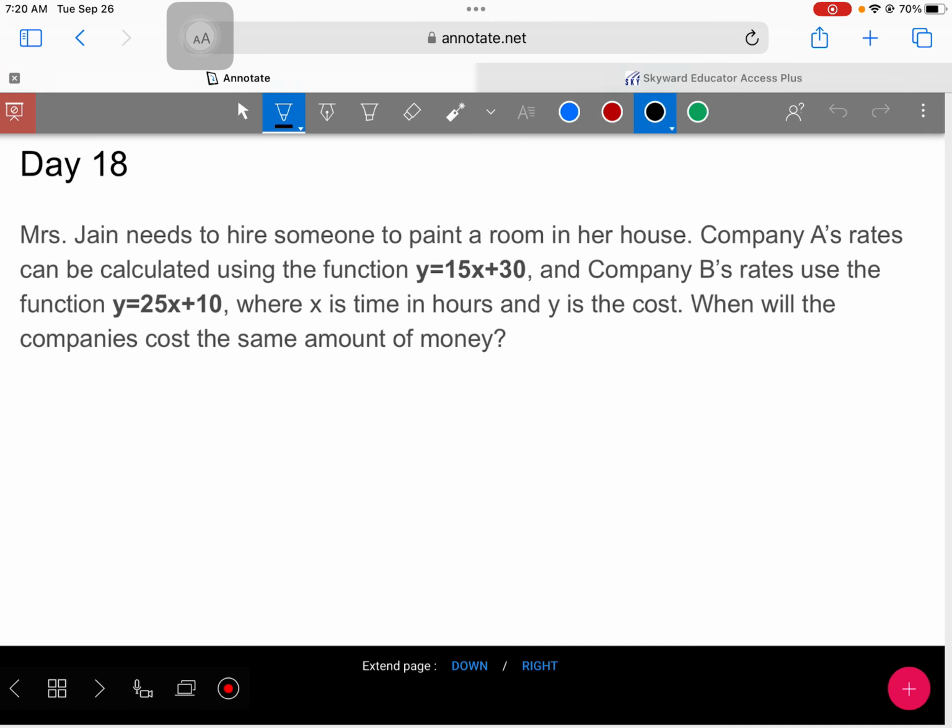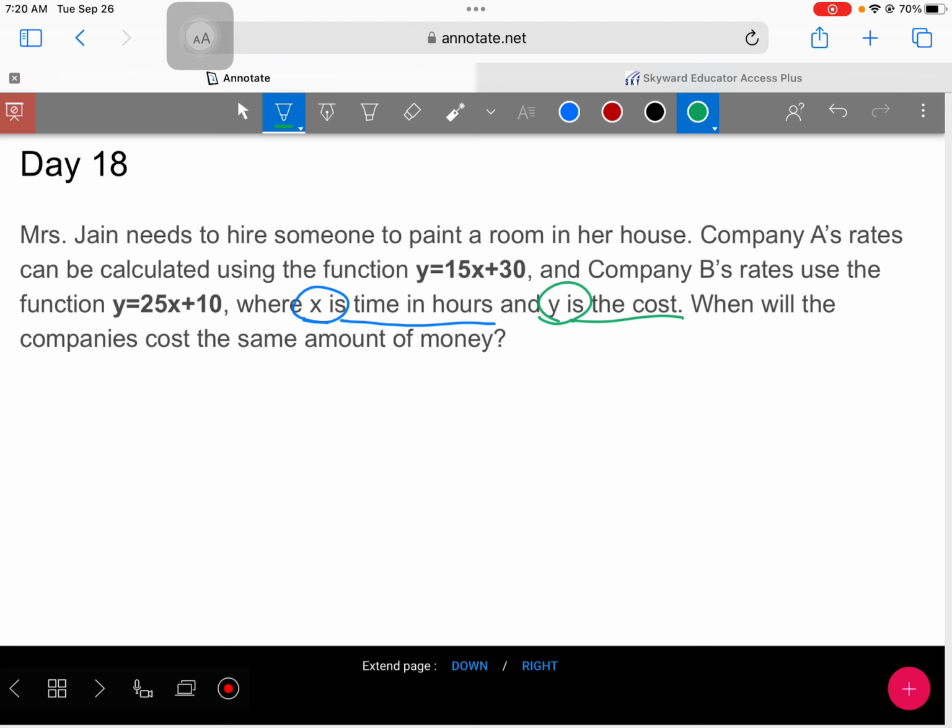Okay, so day 18. Mrs. Jane needs to hire someone to paint a room in her house. Company A's rates can be calculated using the function y equals 15x plus 30, and Company B's rates use the function y equals 25x plus 10, where x is the time in hours and y is the cost. When will the companies cost the same amount of money?